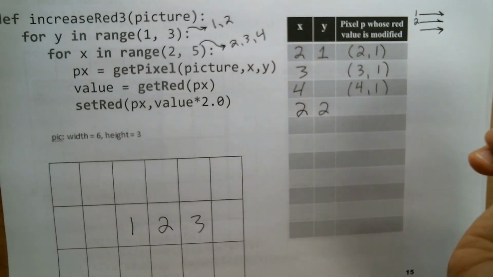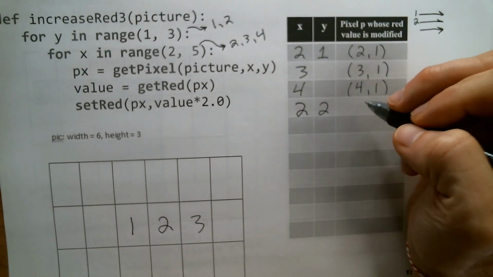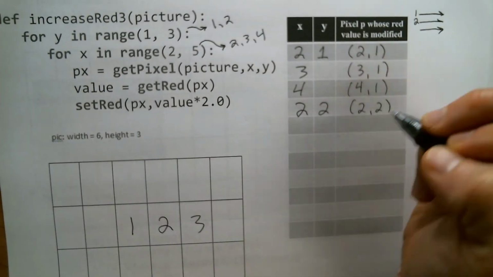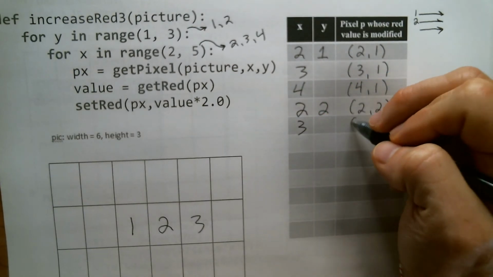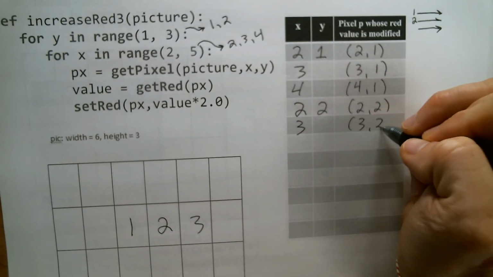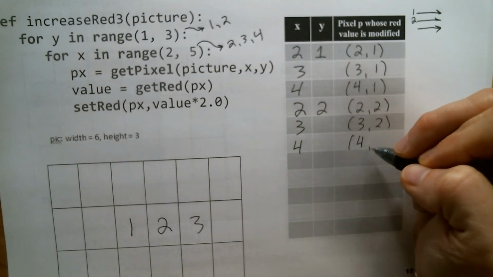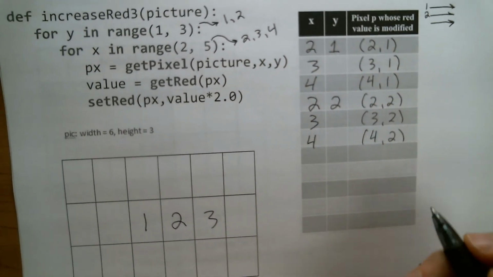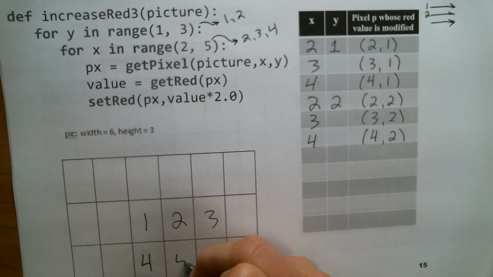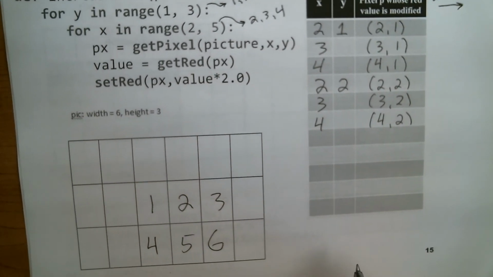X gets reset and has to run through its loop again, so now we're at 2, 2. Then the X increases, and we're at 3, 2. And then the X increases again, and we're at 4, 2, which puts us at 4, 5, and 6.